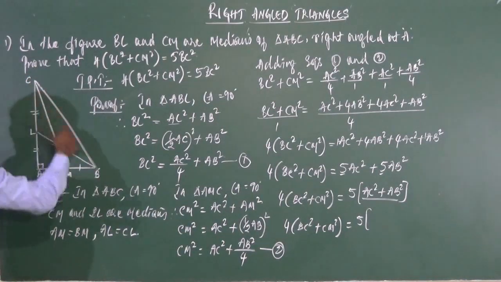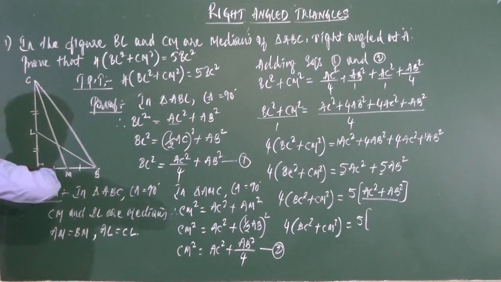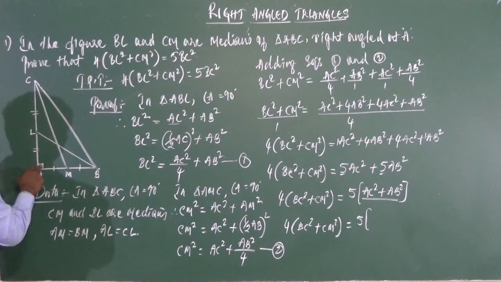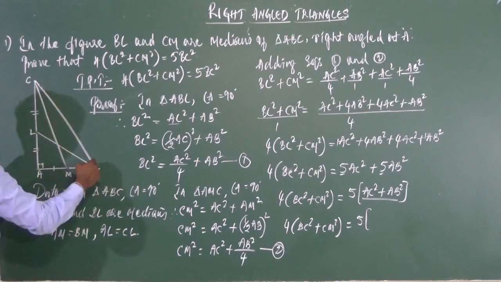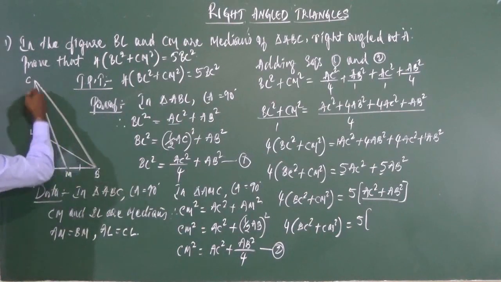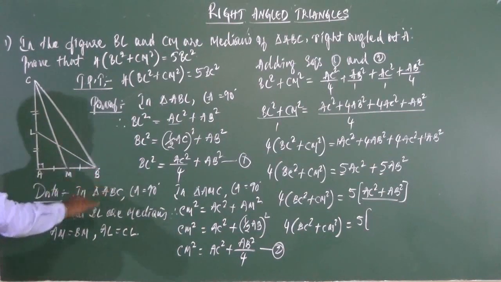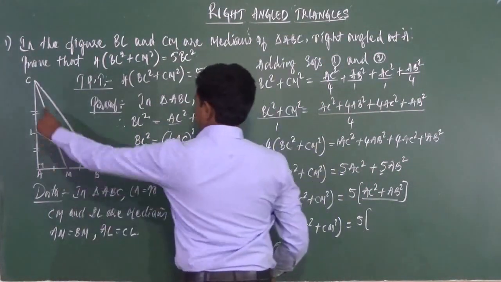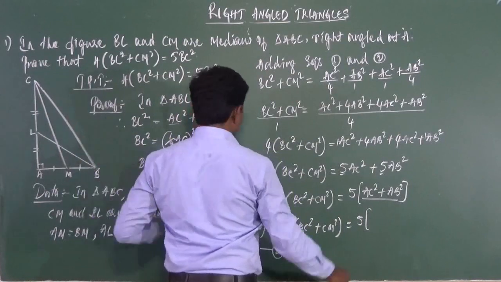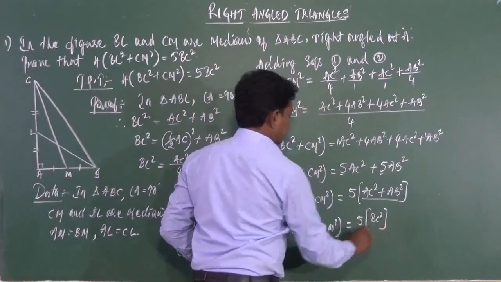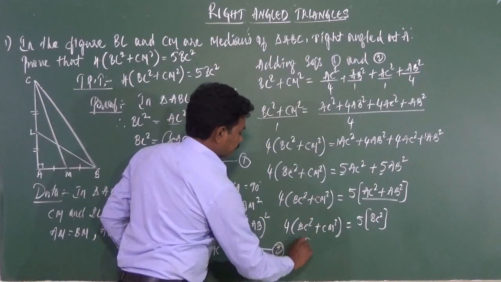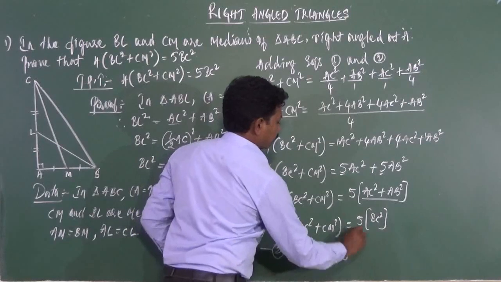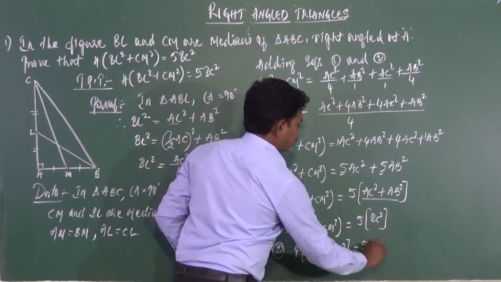So in triangle ABC, what is AC square plus AB square? Here in triangle ABC, as angle A is 90 degrees, opposite to this is BC square, so therefore BC square will be equal to AC square plus AB square upon applying Pythagoras theorem. So AC square plus AB square can be written as BC square. So we are at the end of the result. So 4 into BL square plus CM square is equal to 5 into BC square, that is 5 BC square.